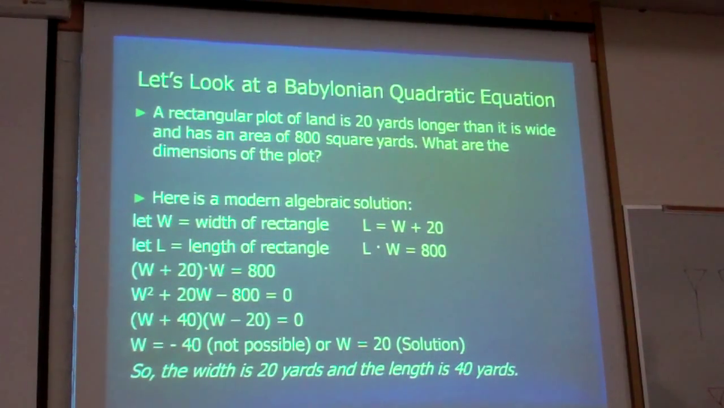We don't take negative answers in geometry. You can't have a width of negative 40. So we would say the solution is 20 yards for the width. And then the length is 20 greater, so it would be 40.